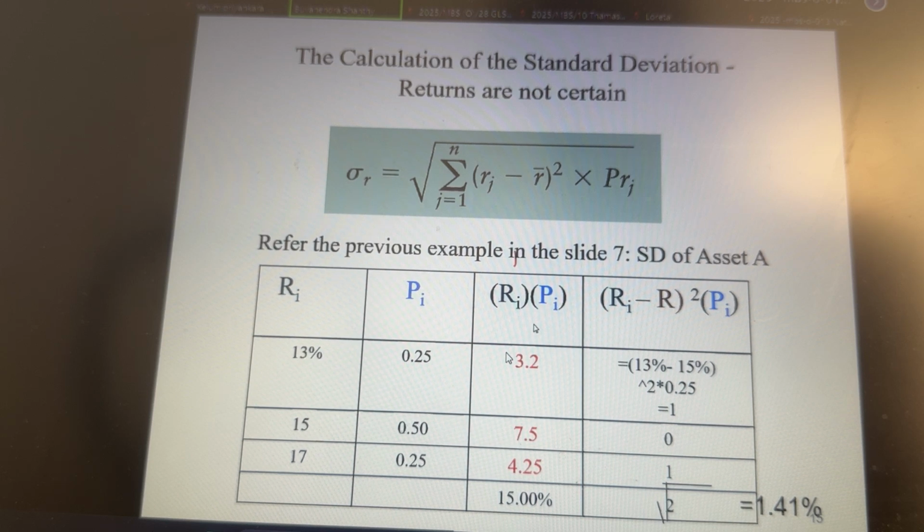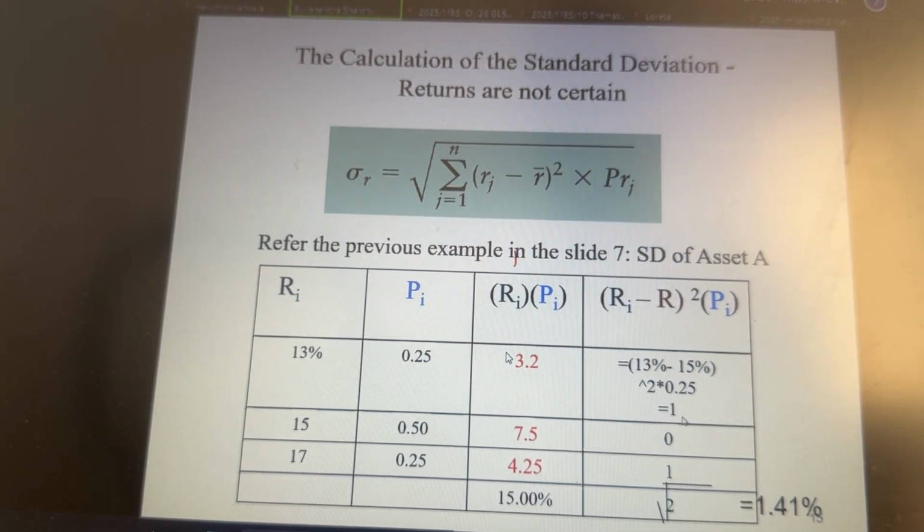That is what I have done for the example we took in the previous set, set A. Here you can see the possibilities of returns and the probabilities we considered. We calculated the expected return as 15%. The variance is Ri minus expected return, power 2, times probability. For the first example, Ri is 13%, minus 15%, so the difference is 2%. Power 2 gives 4%, multiplied by 0.25, it becomes 1%.